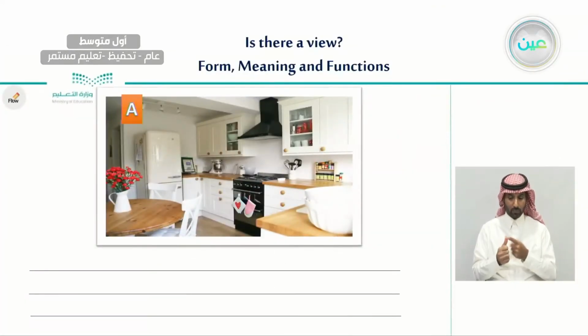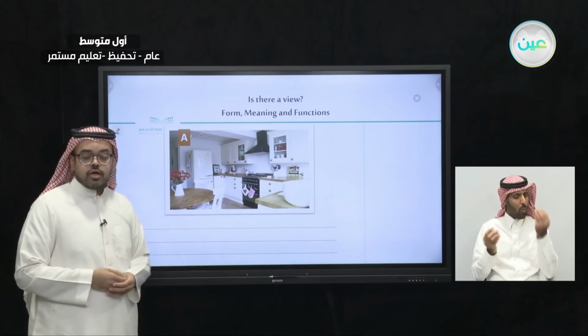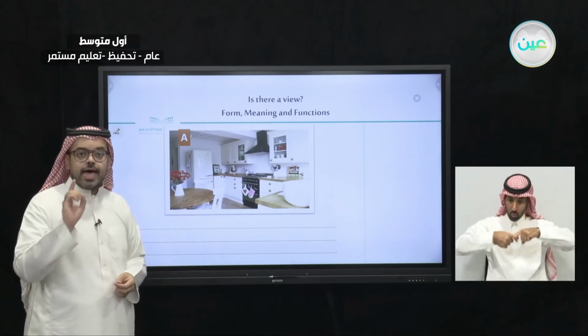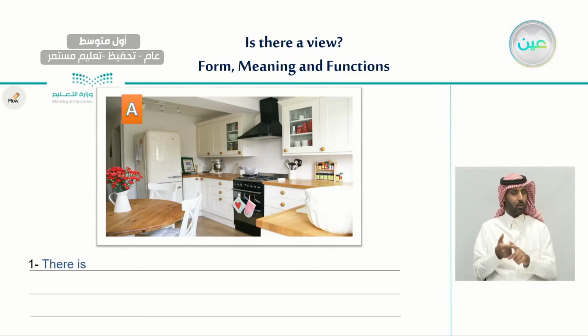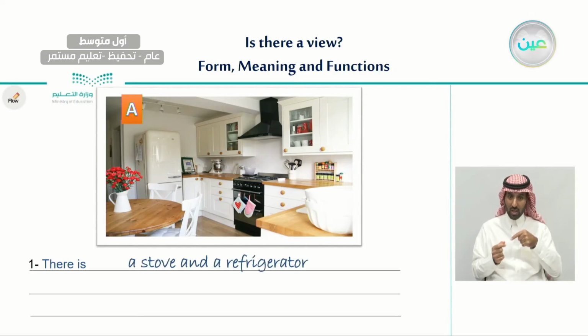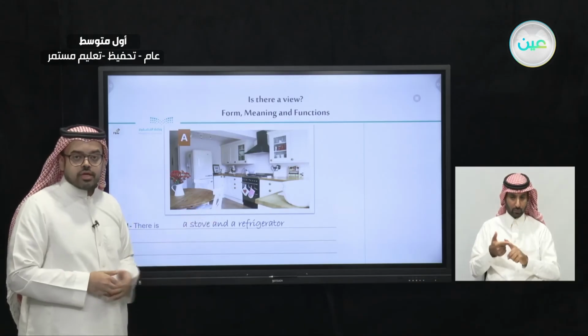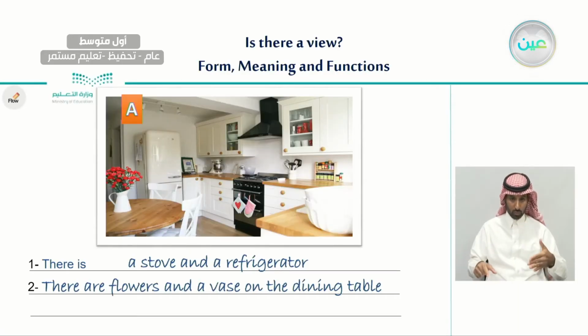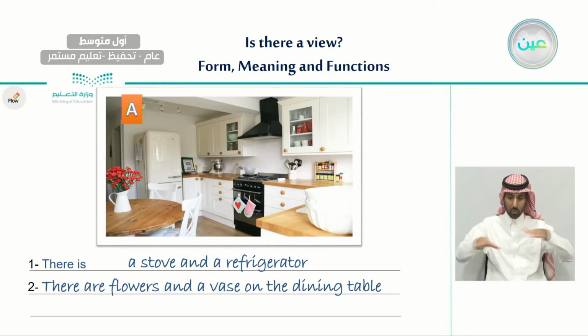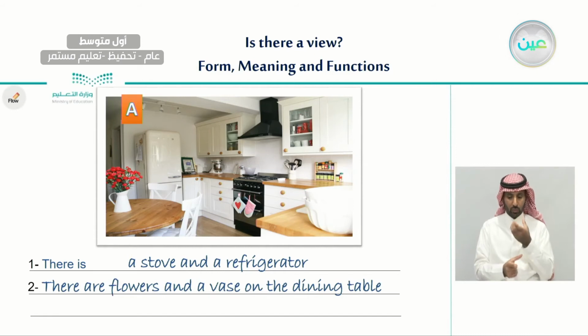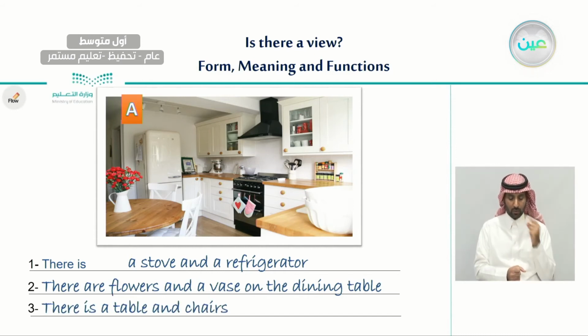So here we have the picture again, and now let's try to write sentences about the things in this picture using the conjunction and. The first example, number one: there is a stove and a refrigerator. Number two: there are flowers and a vase on the dining table. The third sentence: there is a table and chairs.